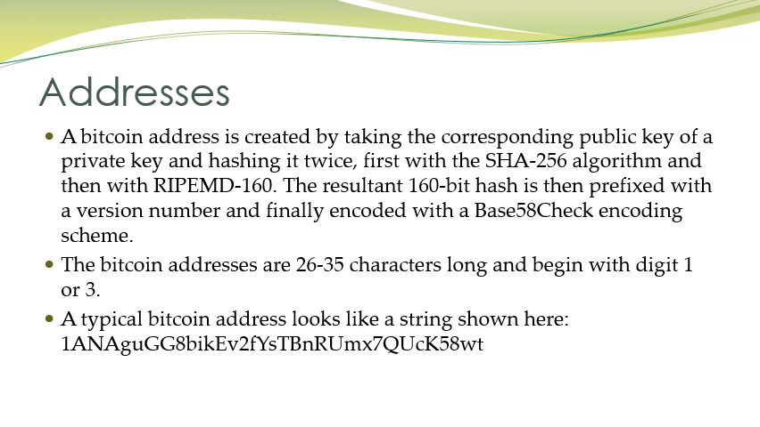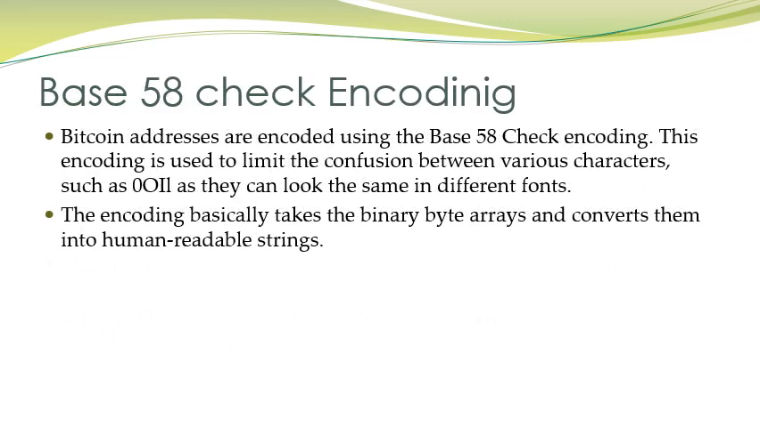Bitcoin addresses are 26 to 35 characters long and begin with the digit 1 or 3, depending on the type of address. We will see what these numbers mean in coming sessions. A typical Bitcoin address looks like the string shown. You can see how the Bitcoin address looks; it is prefixed by the numeric digit 1. Then Base58Check encoding: Bitcoin addresses are encoded using Base58Check.